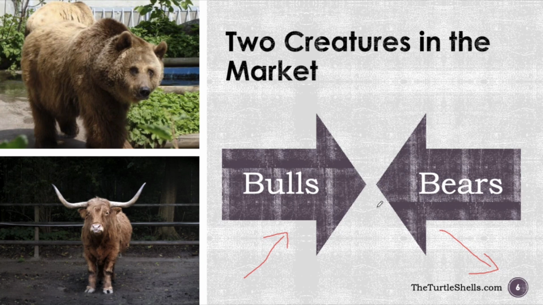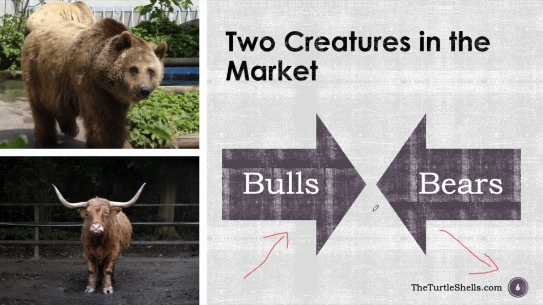Okay, so when we are looking at any chart, we need to understand who is more powerful in the market. Is it the bulls or is it the bears? If the bulls are more powerful in the market, I will buy or I will take a long position. If the bears are more powerful, I will sell or I will take a short position.